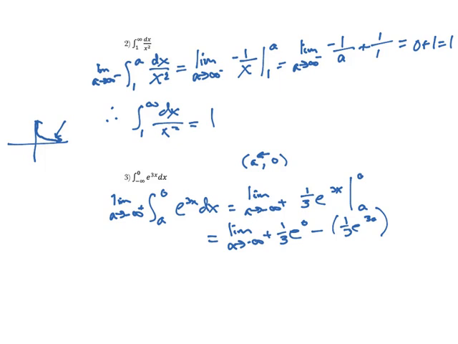So a is negative infinity. If you think about e to the x going to negative infinity, that's going to be closer and closer to 0. So that's 0. Anything to the 0 power is 1, so that's 1/3. 1/3 minus 0 is 1/3. So we can say that this improper integral actually does converge, and it converges to 1/3.